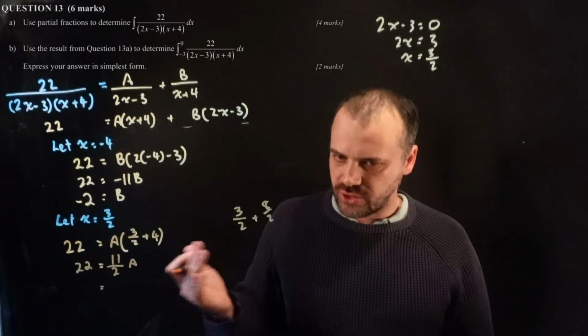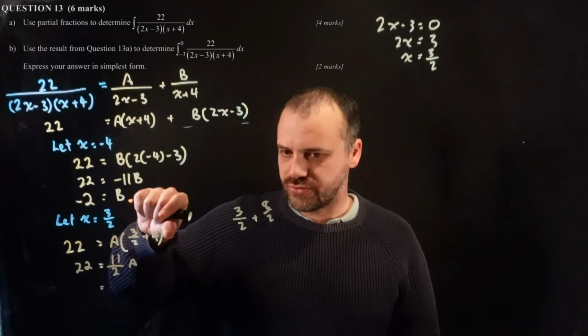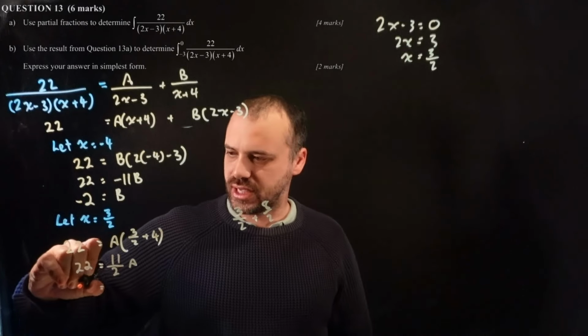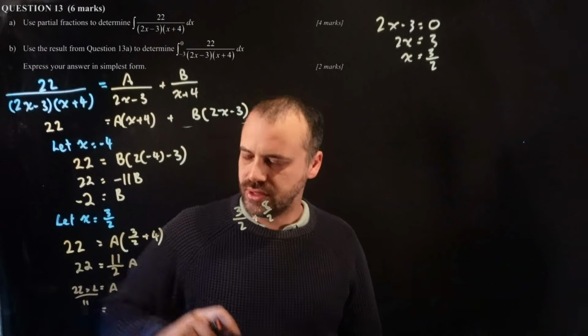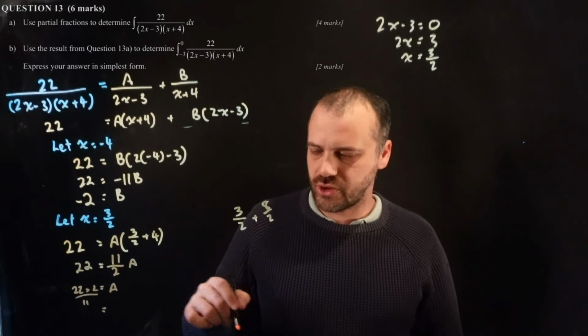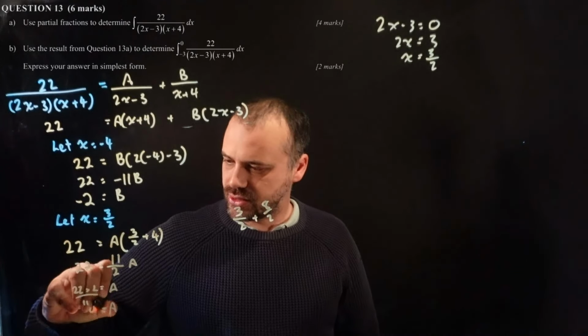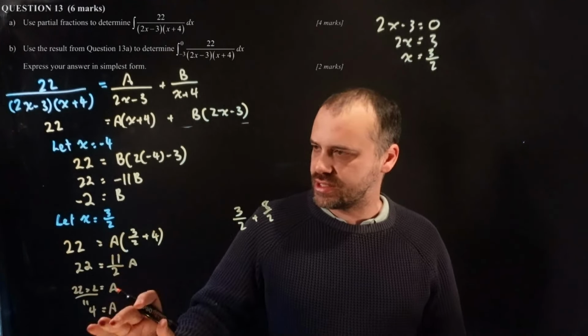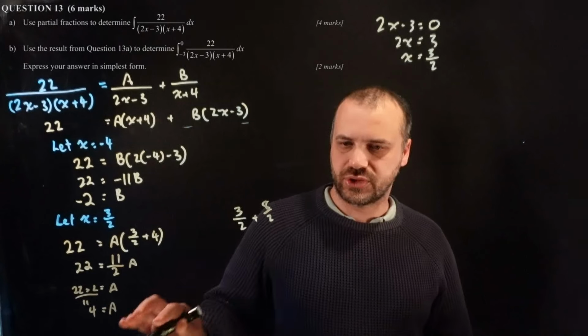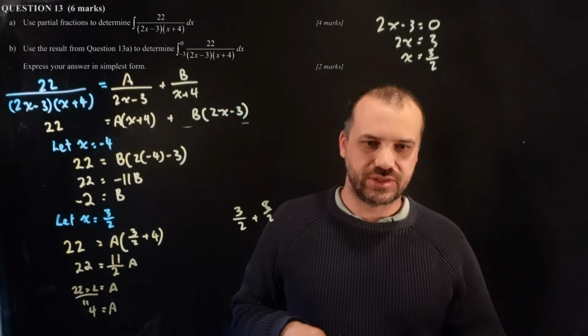And then solving that for A, 22 divided by 11 over 2 is the same as 22 times 2 over 11. That's 44 over 11. A is equal to 4. Beautiful. I know that A is equal to 4. I know that B is equal to negative 2. So I can put it back into this original.